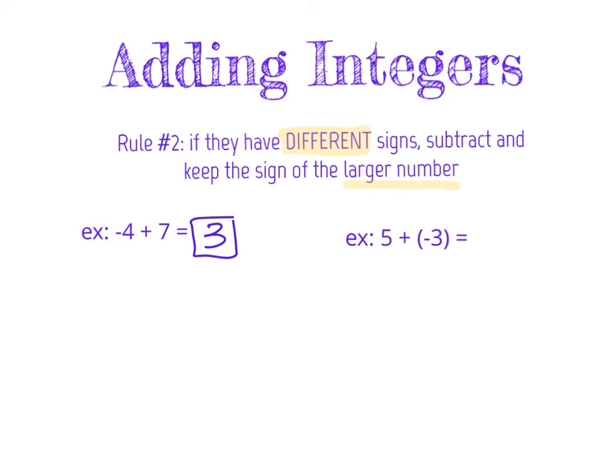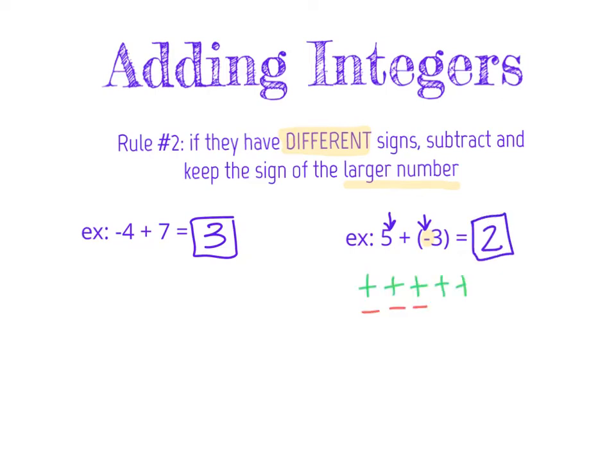My next example is 5 plus negative 3. 5 is positive and 3 is negative. So they have different signs. That means I'm going to subtract 5 minus 3 to get 2. I look and see I have 5 positives, 3 negatives. That means I had more positives than negatives, so my answer will be a positive 2.